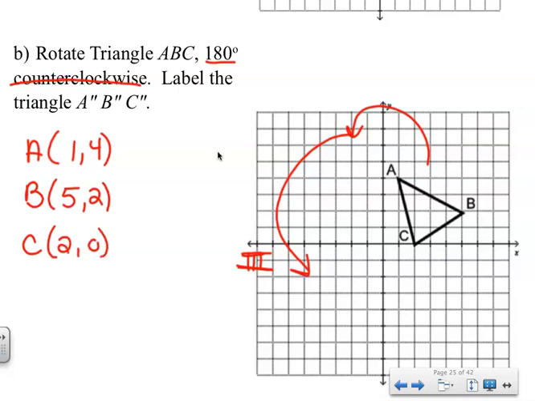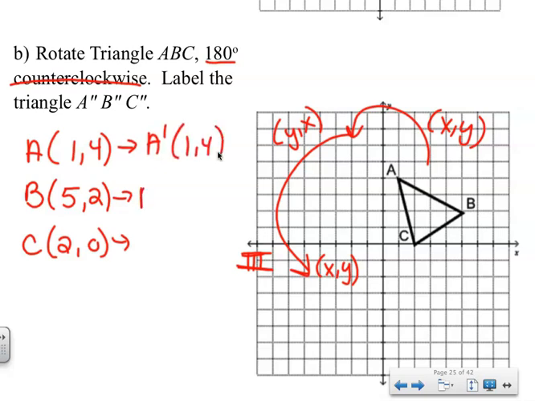Okay, so let's think about this. If I rotate it once, I flip my ordered pair. So if I had X comma Y, I would flip it Y comma X. Okay, so let's say I flip it again, then I'd be left with X comma Y. Okay, so when you flip something 180, there's no need in flipping it and then flipping it again. Okay, so you don't flip the coordinates when you go 180 degrees. Okay, so my A prime is still going to be at 1, 4. My B prime is still going to be at 5, 2. And my C prime is still going to be at 2, 0.